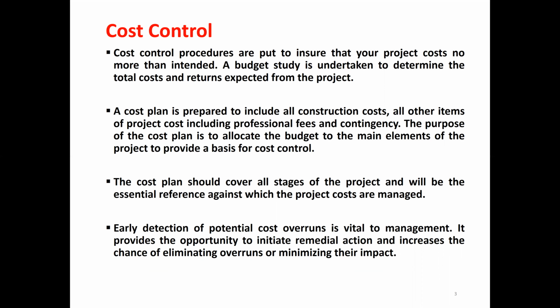A cost plan is prepared to include all construction costs and all other items of the project cost, including professional fees and contingency. The purpose of the cost plan is to allocate the budget to the main elements of the project to provide a basis for cost control. So we will prepare a cost plan that will include all the professional fees, contingency, and overheads. Then we will compare how the project is performing. The cost plan should cover all stages of the project and will be the essential reference against which the project costs are managed.